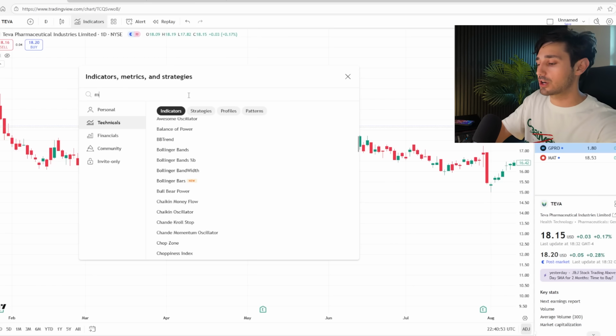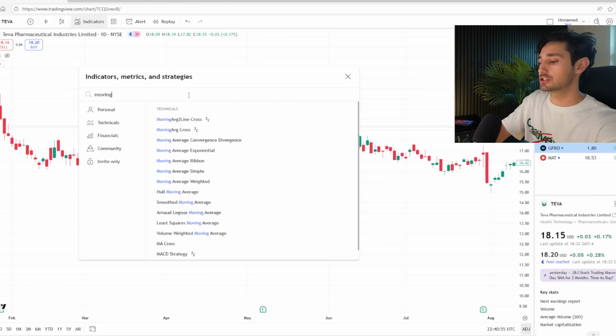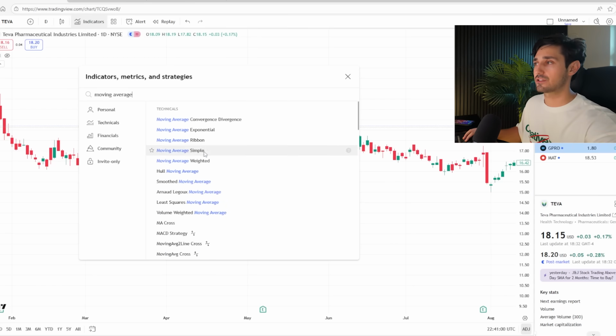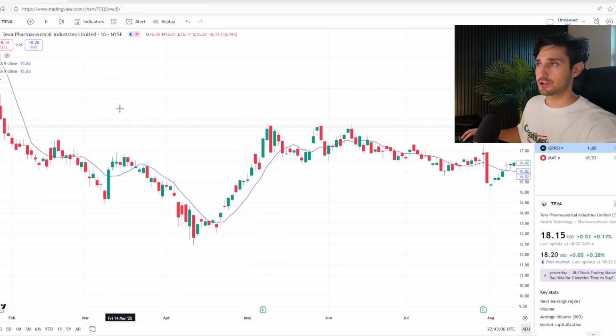So what you're gonna do is look up moving average, okay? You're gonna look up moving average, and you're gonna see all these different types of moving averages. Now, what you wanna do is double click on simple. You're gonna click it once, and then you're gonna click it one more time. Once you do that, you're going to see these 2 moving averages pop up in the top left. And you wanna hover over one of them, and you wanna go to settings.